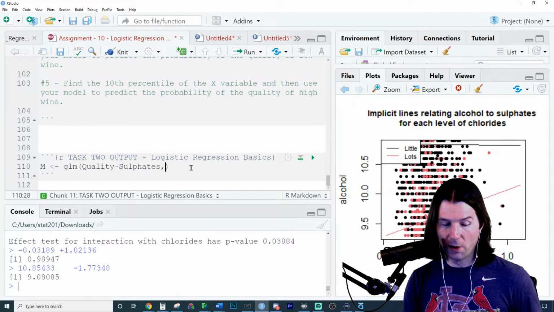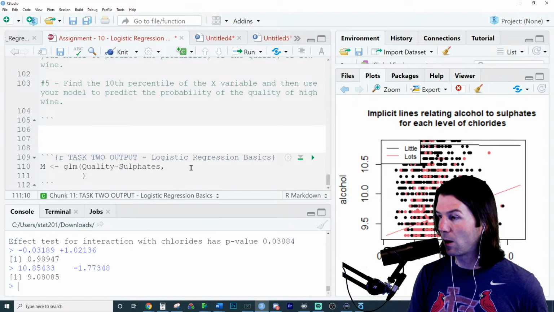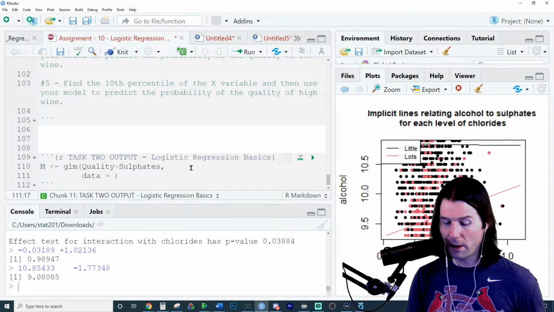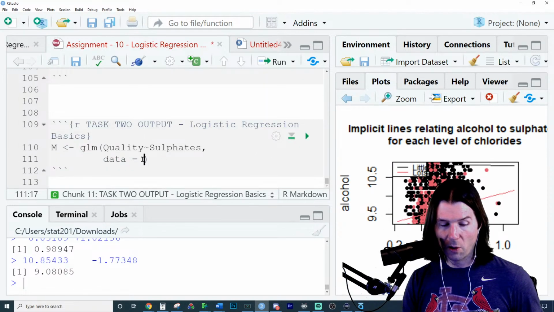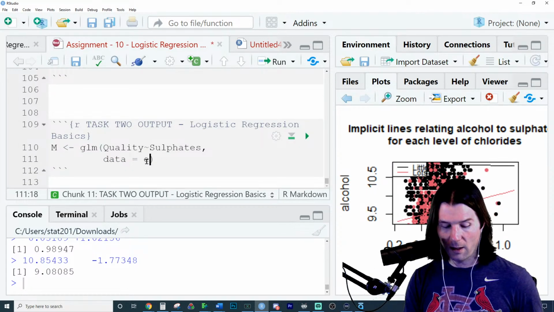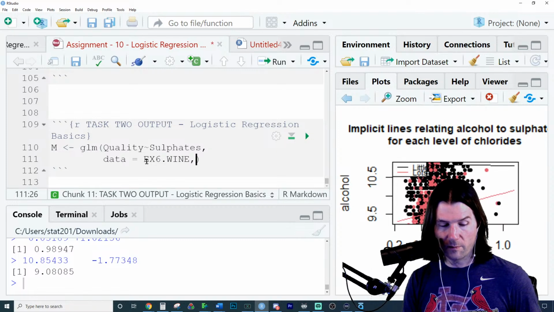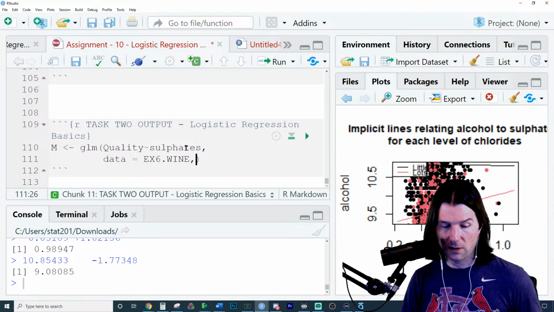We are predicting the quality of wine from sulfates. So we're making what kind of model? This is very important to this question. What kind of model are we making? I think I have it attached. I do. It is lowercase.